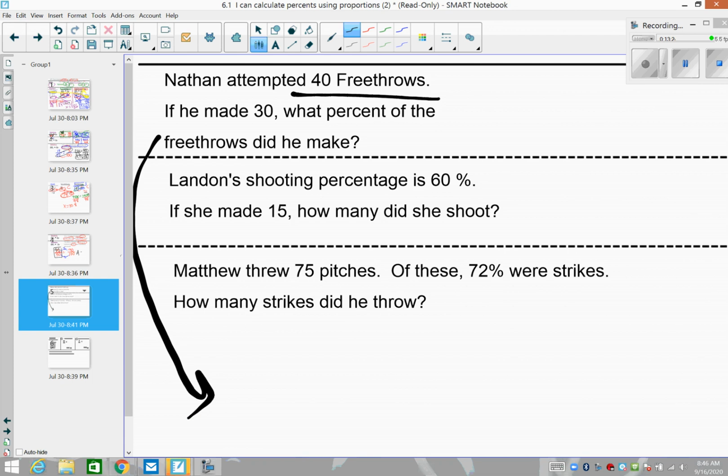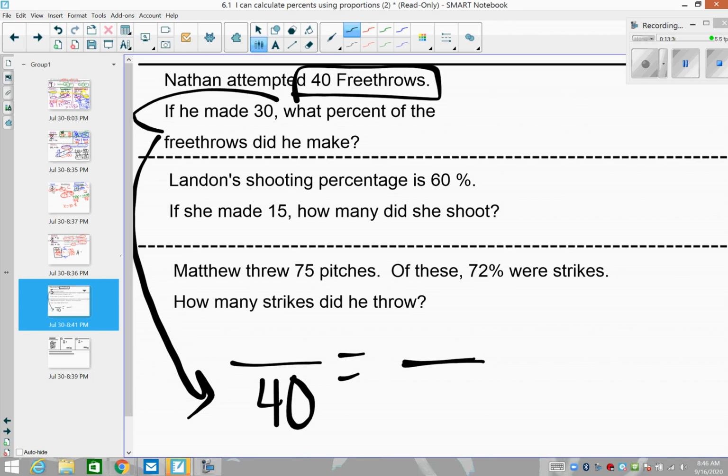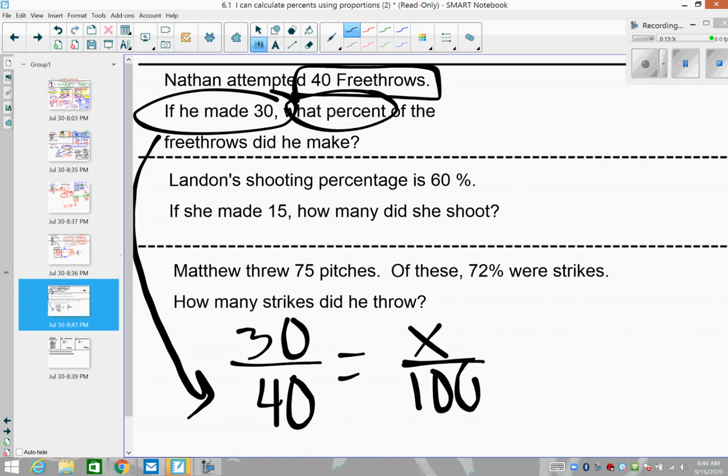Nathan attempted 40 free throws. There's my "of" 40 free throws. He made 30. So Nathan made 30 out of 40. What percent of free throws did Nathan make? We're looking at a percentage here. What percent? Percent was not given. So we're going to take cross products and solve.